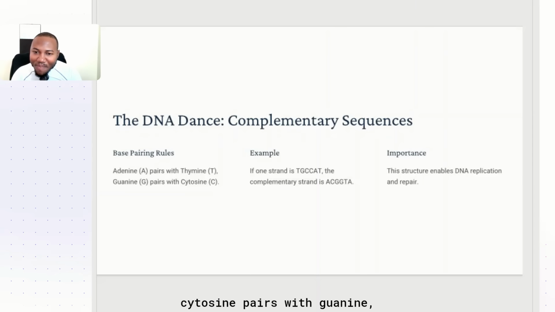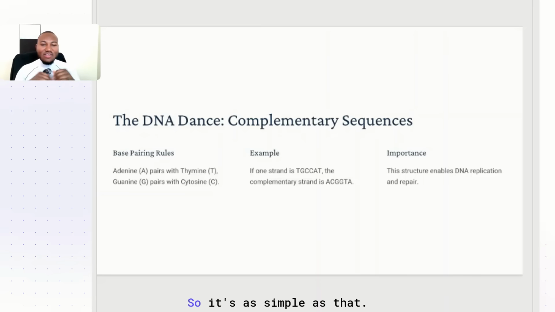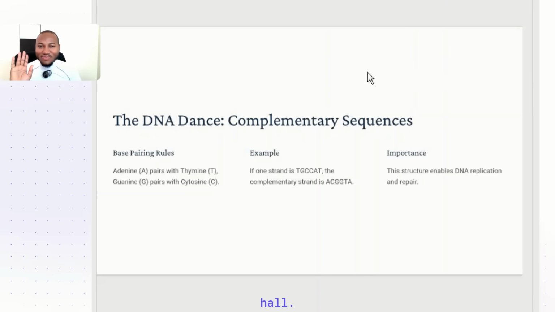Cytosine. Cytosine pairs with guanine. Cytosine pairs with another guanine. Adenine pairs with thymine, and thymine pairs with adenine. So it's as simple as that. That's how you get your question in the exam hall. All right? That is just how you get your question in the exam hall.